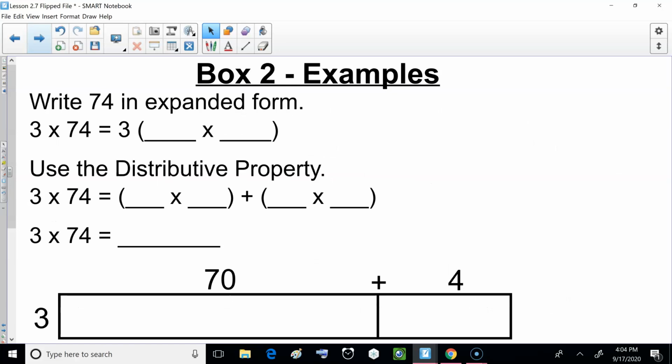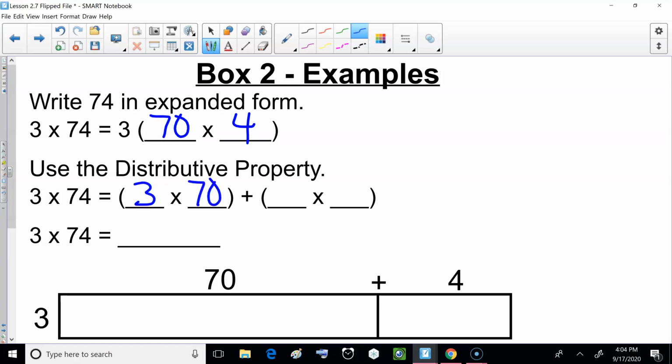So when we look at the distributive property compared to the area model, you're going to see that there's a lot of the same things that are there, just another way of seeing it, another way of writing it. So first off, 3 times 74 is the problem. When we look at 3 times 74, we're going to break down 74 into two parts, 70 plus 4. What this means is that I'm going to take 3 times 70 and 3 times 4, and when I'm done, I'm going to add them together.